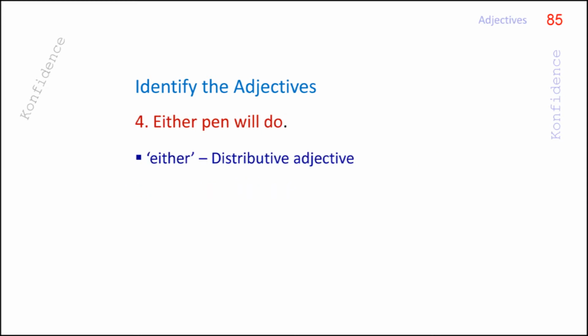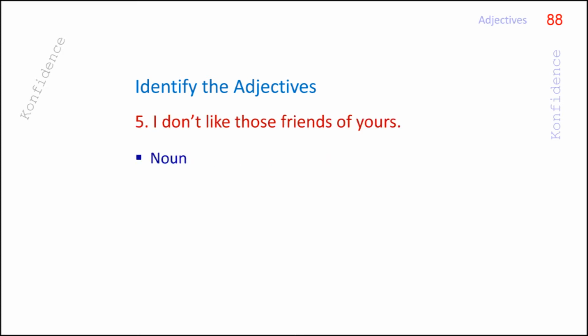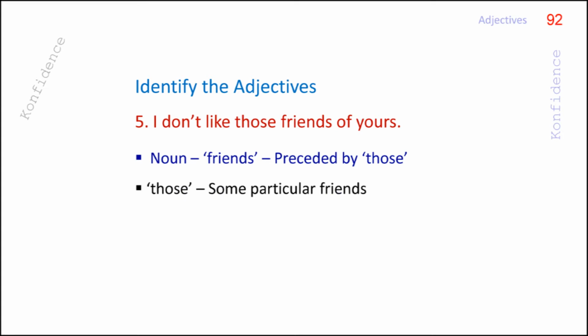We studied earlier that either is a distributive adjective. So in the fourth sentence, either, that precedes pen, is the adjective. In the fifth sentence, the noun friends is preceded by the word those. The word those pinpoints some particular friends, not all. So it is a demonstrative adjective.